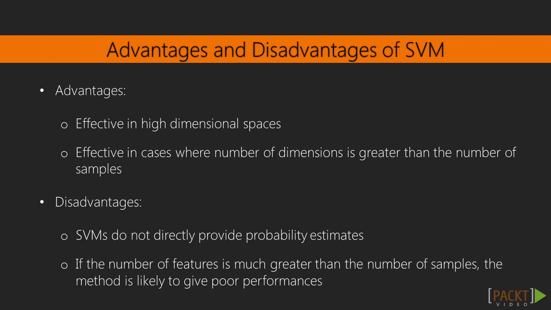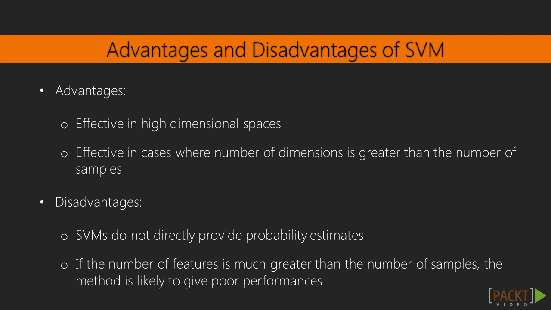Coming to its advantages and disadvantages, SVM works well for high-dimensional spaces and is more effective when the number of dimensions is greater than the number of samples. We also have some disadvantages in applying support vector machine to data mining problems. For example, SVM does not directly provide probability estimates like many other classification algorithms. The performance is not good when the number of features is much greater than the number of samples.